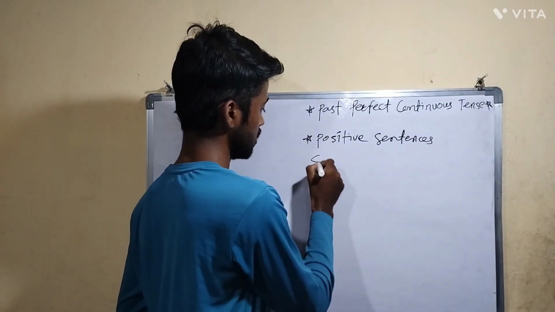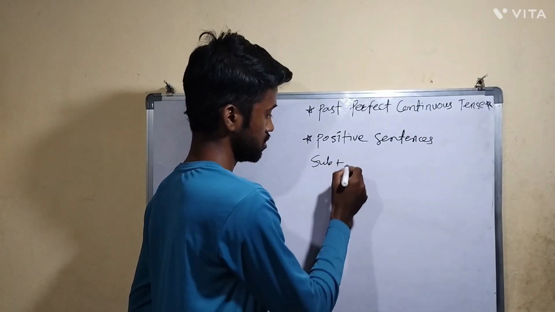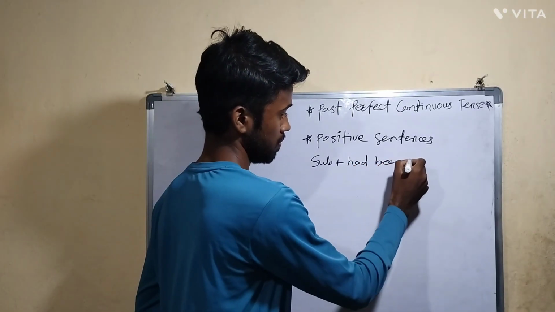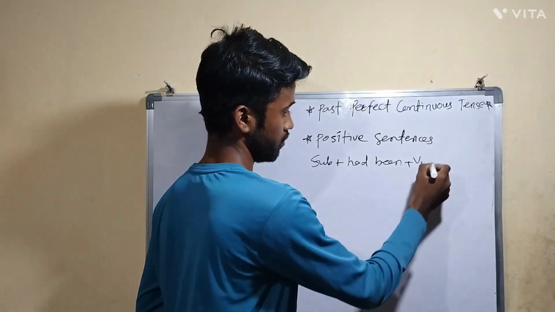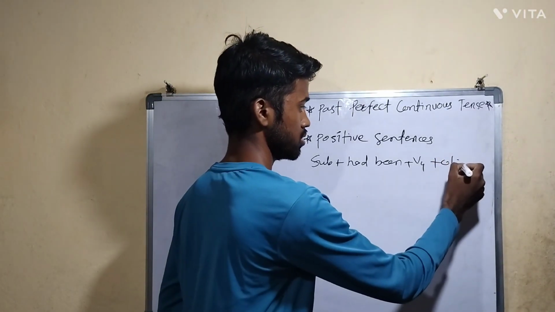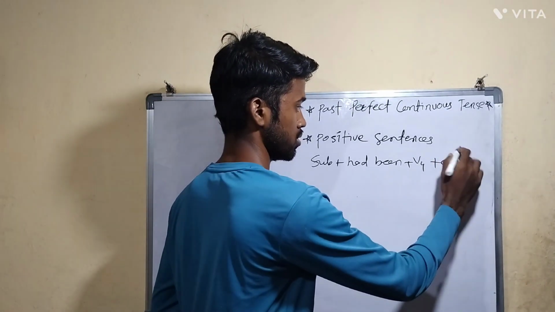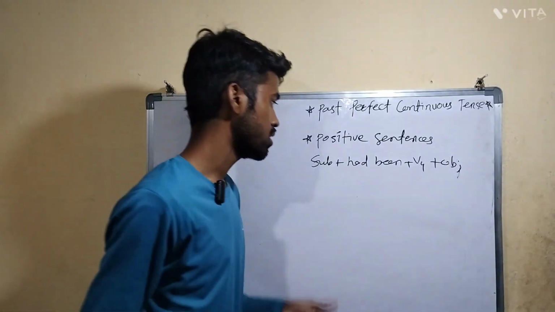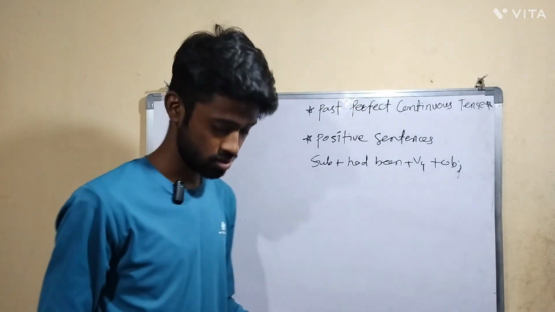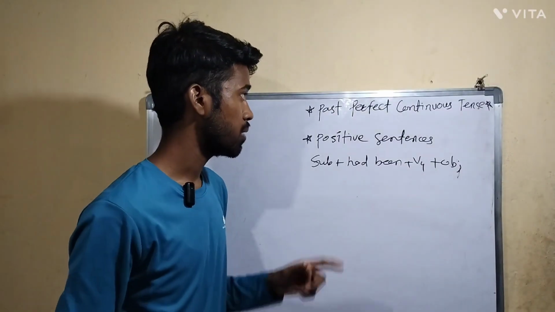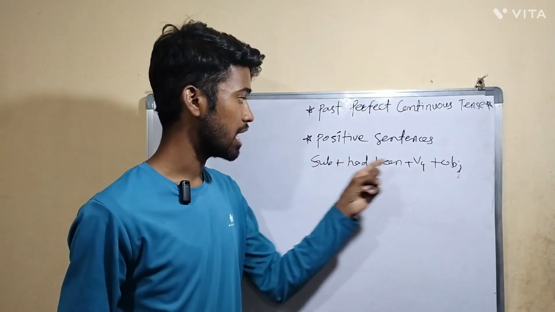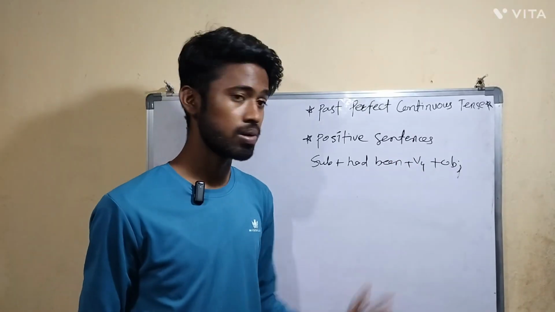So first structure: subject plus had been plus fourth form of verb plus object. Okay, so this is the structure: subject plus had been plus fourth form of verb plus object. So what is the structure of past perfect continuous tense in positive sentences? Subject plus had been plus fourth form of verb plus object.